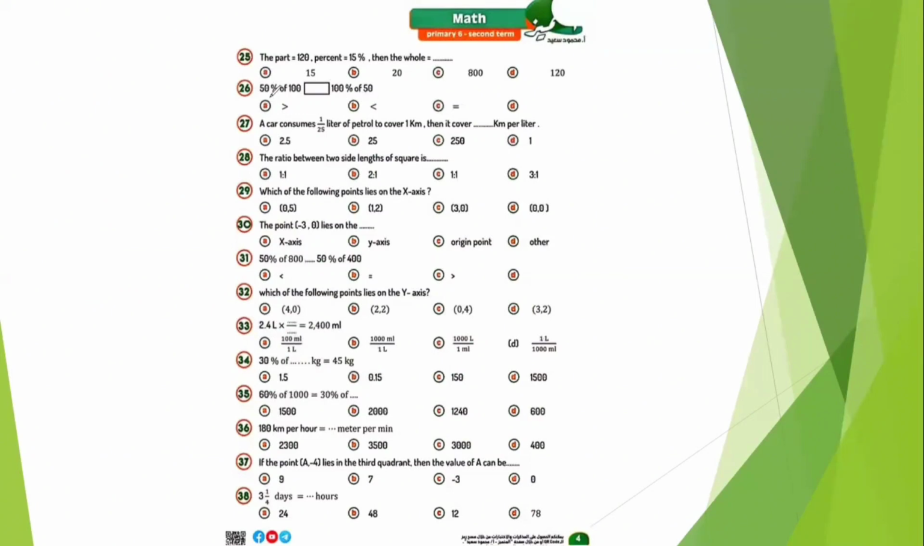26. Which is bigger, 50% of 100 or 100% of 50? Let's get the left side first. 50% of 100, 50% means half. What is the half of 100? It's 50.